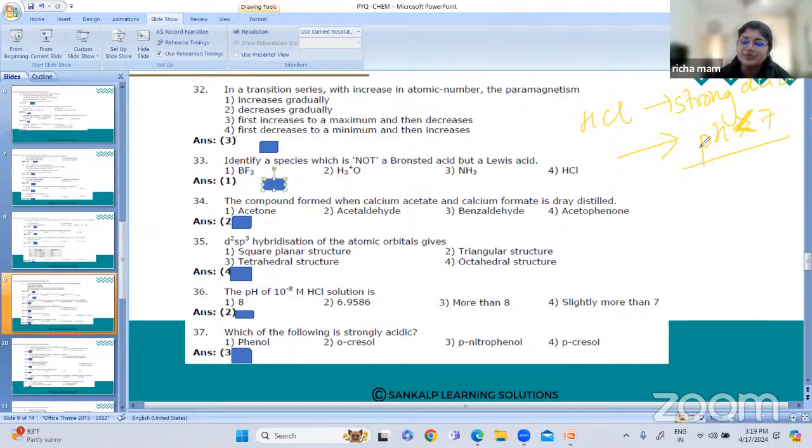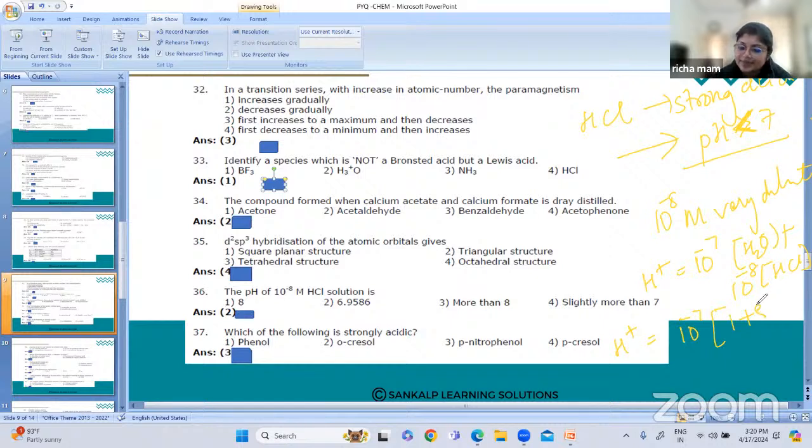Now here, what will happen? 10 raised to minus 8 molar means it is very, very dilute. So the concentration of H plus will come from HCl as well as from water. So H plus ion is equal to 10 raised to minus 7 from water plus 10 raised to minus 8 from HCl. Right? We know this. Now what is H plus ion? H plus is equal to 10 raised to minus 7 times (1 plus 0.1).